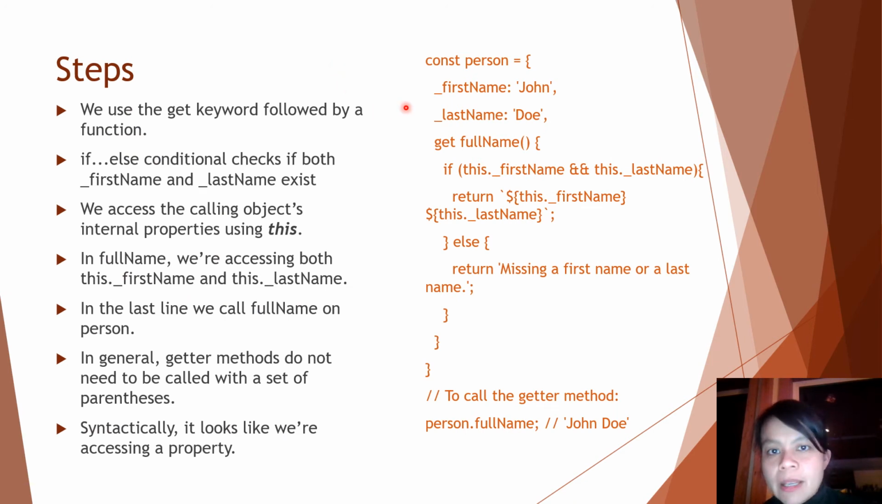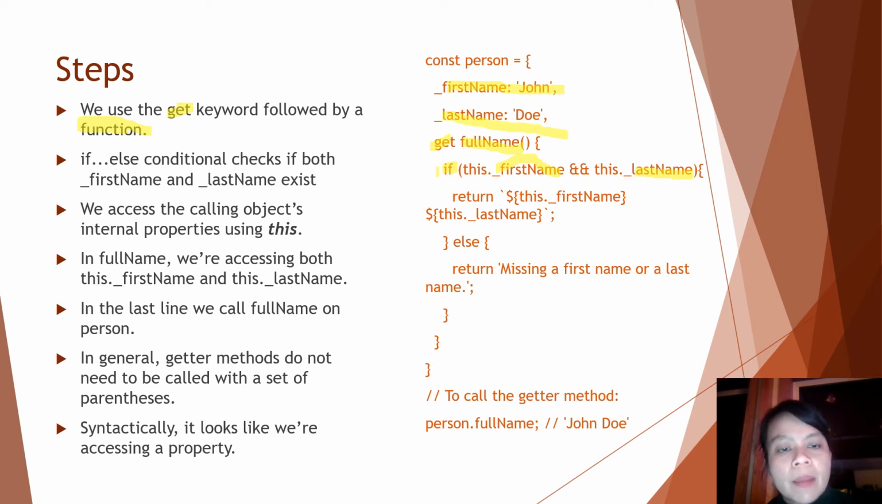All right, so let's take a look at this code here. First we use the get keyword followed by the function. The if else condition here checks if both first name and last name exist. In this case, it does, right?